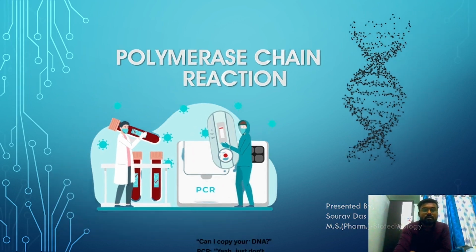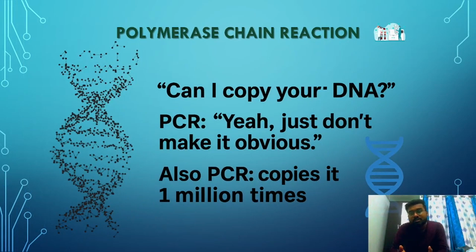In this lecture, we'll try to cover the topic Polymerase Chain Reaction. In polymerase chain reactions, it's simply what is this? In simple words, if you want to copy your DNA, then the polymerase chain reaction is the easiest solution. And there's no limitation. If you wanted to copy your DNA a million times, it can do it.